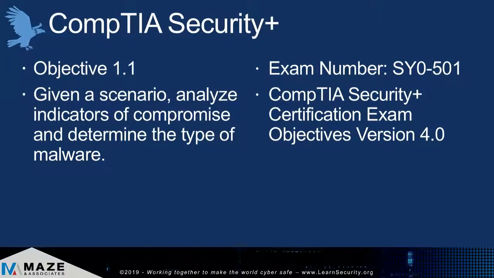Objective 1.1 is, given a scenario, analyze indicators of compromise and determine the type of malware. This is for the new SY0-501 Security Plus exam, and if you get their objectives online and download them, it's coming from version 4.0. This is the newest stuff that they have on their website. If you're looking at this in the future, there may be a newer one out, but much of the content's not going to change, so you can still use these videos to help you prepare for the exam.